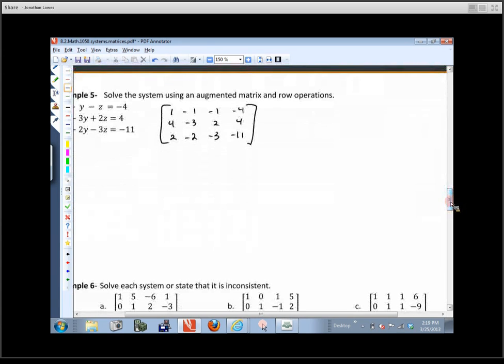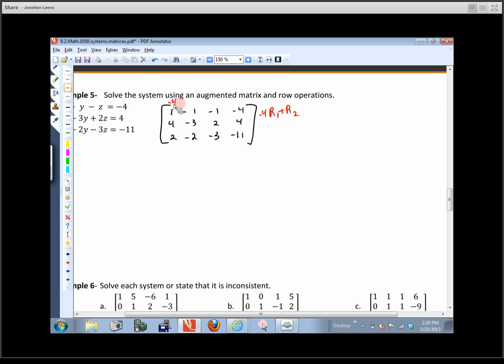Okay, what's goal number 1? Get the 1. Done for us. 8 more steps to go. What are we going to do first? Turn what into a 0? Turn the 4 into a 0. How am I going to do that? So I'm going to take row 1, multiply it by -4, and add it to row 2.